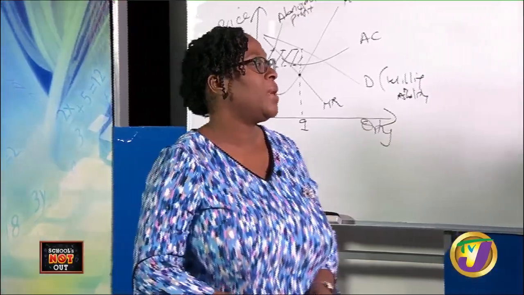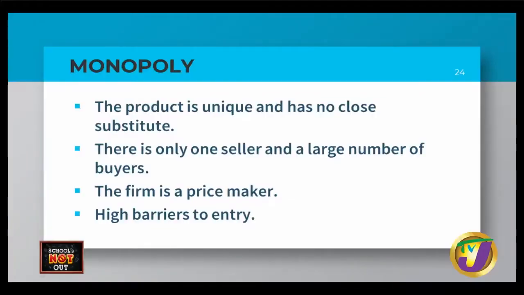Monopoly. Right, we have to move a little quicker. So monopoly, as you know, is one seller and many buyers. The good that is produced under this market structure is usually very unique and has no close substitutes. And the firm is a price maker, and there are significant or high barriers to entry.